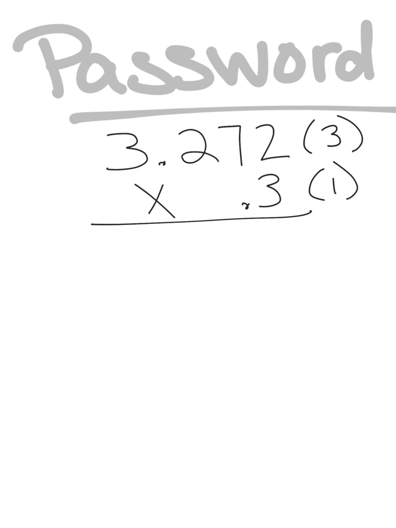Now for your password to bring with you to class tomorrow, I need you to solve 3 and 272 thousandths times 3/10. And remember, in 3 and 272 thousandths, there are 3 places to the right of the decimal. In 3/10, there is 1 place to the right of the decimal. So make sure that you get your decimal point in the correct location in your answer.